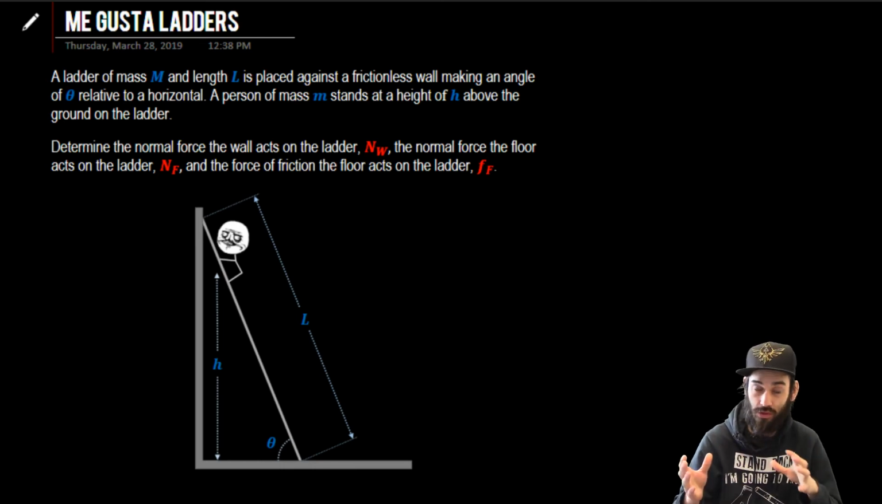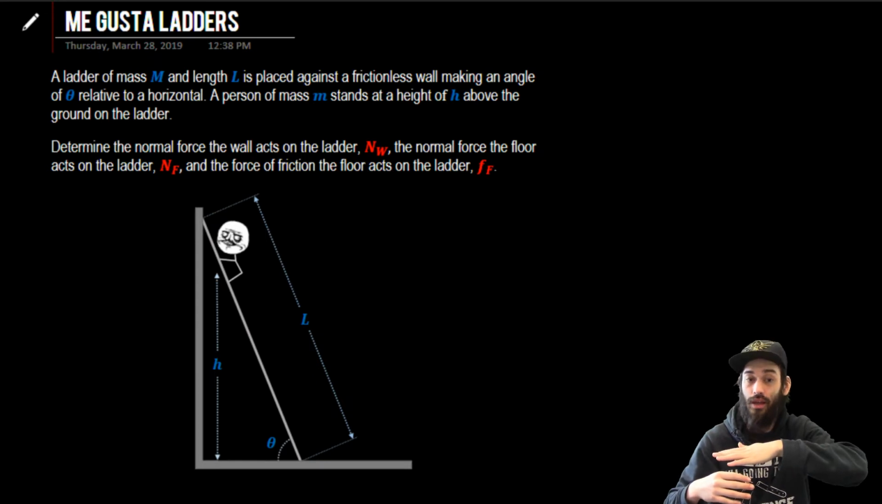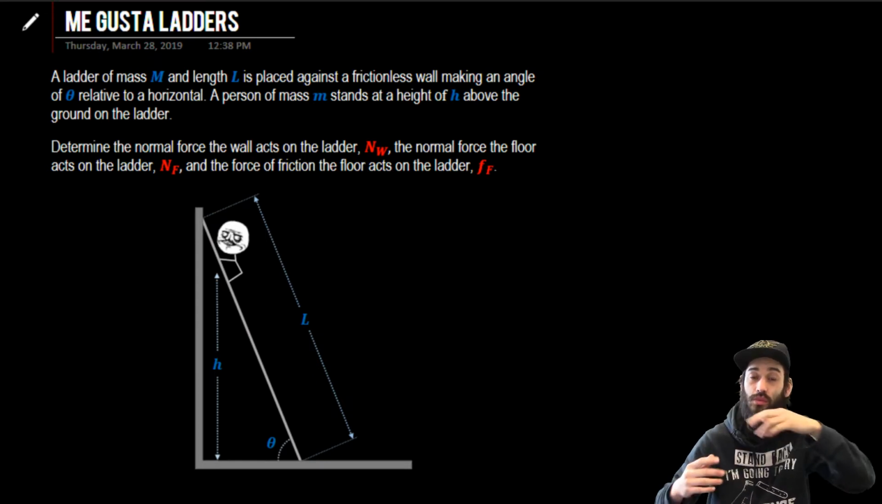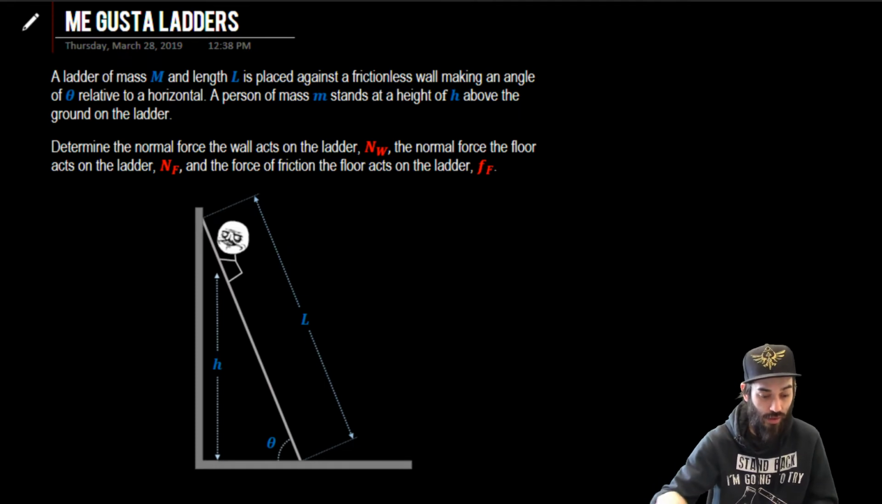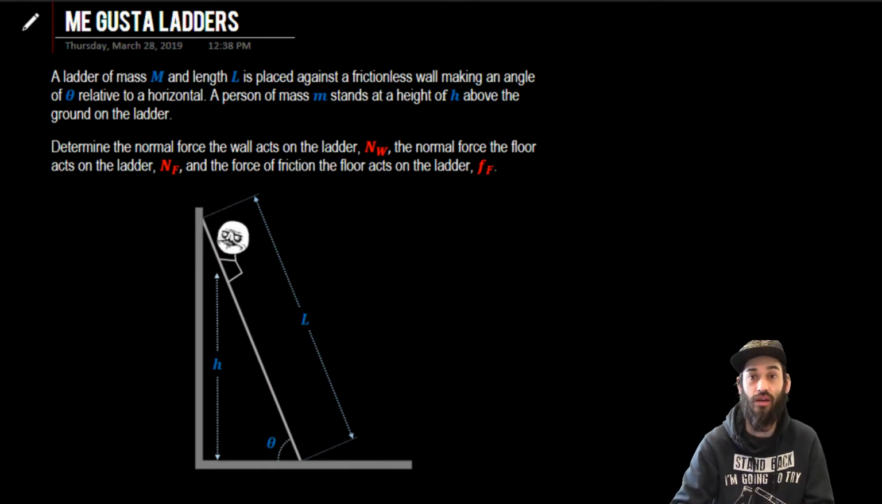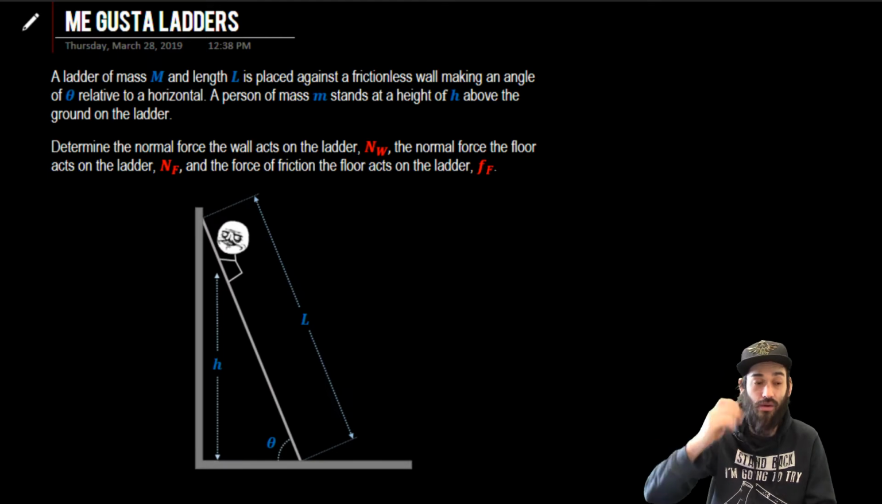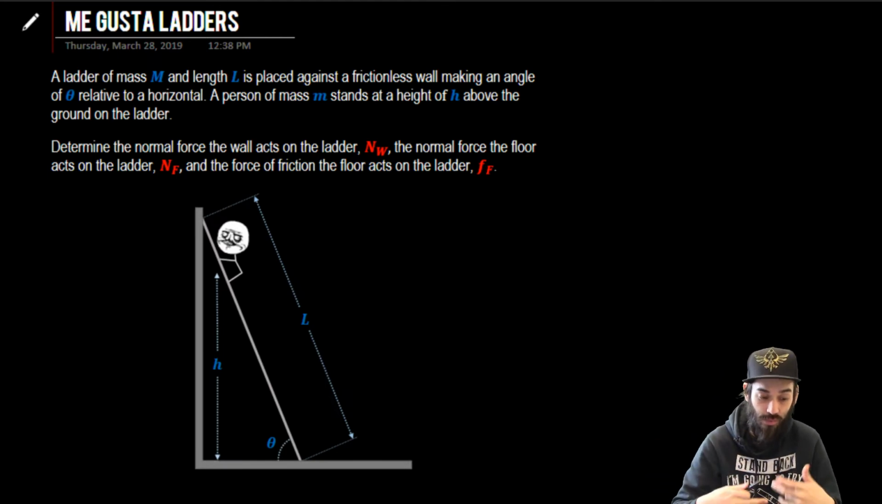So in the previous videos, we were talking about how we can have beams that are horizontal and that can have forces acting in multiple directions. But this is the first problem where we're going to have a beam, or in this case a ladder, that is going to be at some angle. And what we're going to find is that the process to solve this is exactly the same as it was for the previous problem.